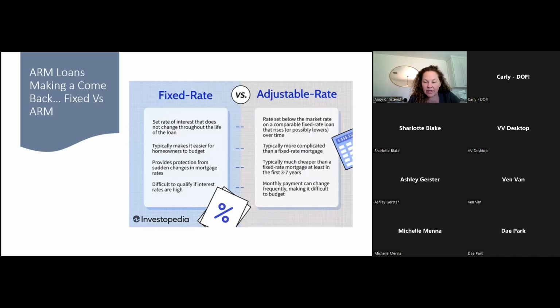Typically, they're much cheaper than a fixed rate mortgage, at least in the first 3 to 7 years. Again, I don't know what exactly the percentage is, but a very high percentage of homeowners either sell or refinance in the first 7 years. Monthly payments can change frequently, making it difficult to budget. They don't change until after that fixed period of time. So, if it's 5 years, 7 years, 10 years, whatever it is, the payments are fixed for that initial period, and then they would turn adjustable.